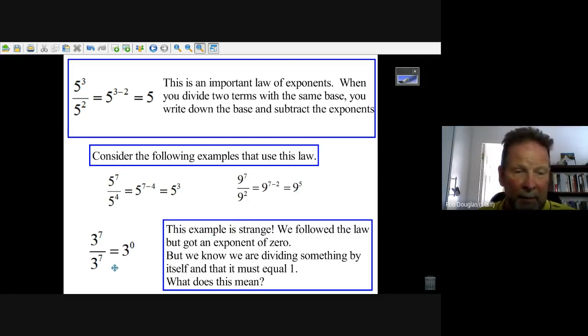But here's a kind of strange example. If you have 3 to the 7th divided by 3 to the 7th, if we go 7 minus 7, we get 0. But that exponent is kind of strange. What does 3 to the 0 mean? Well, we know that anything divided by itself is equal to 1. So 3 to the 0 must equal 1. That's a big idea, actually. It turns out that anything to the 0 power is equal to 1.